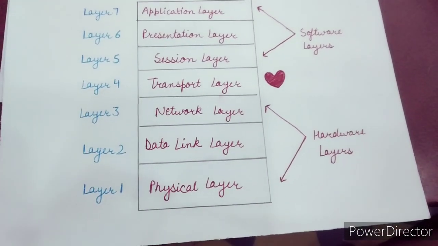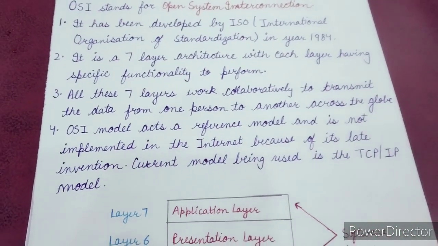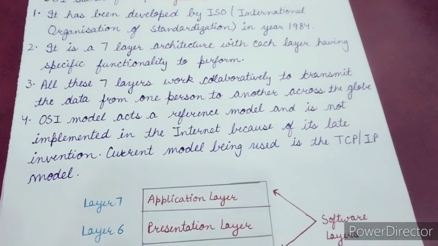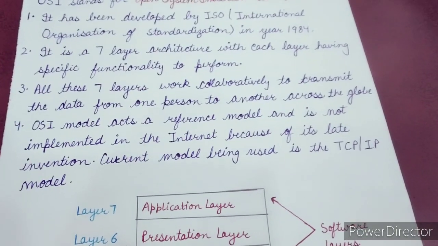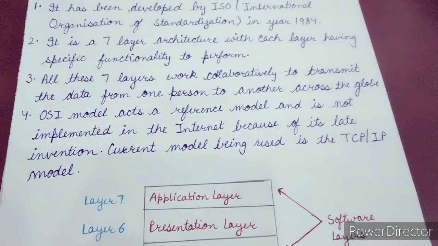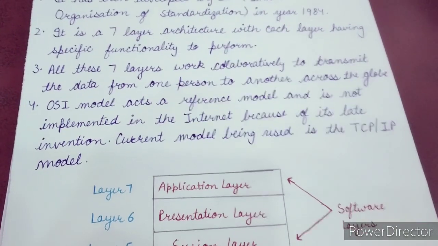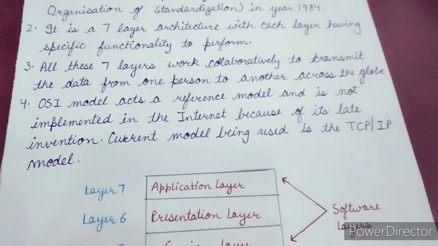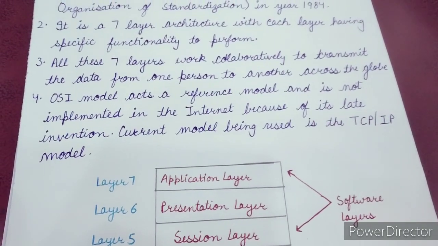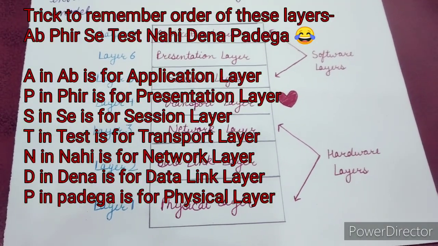This is the architecture of the OSI model, and each layer has a specific functionality. The OSI model acts as a reference model and is not implemented in the internet because of its late invention. We just use the OSI model as a reference. The current model we use is the TCP/IP model.